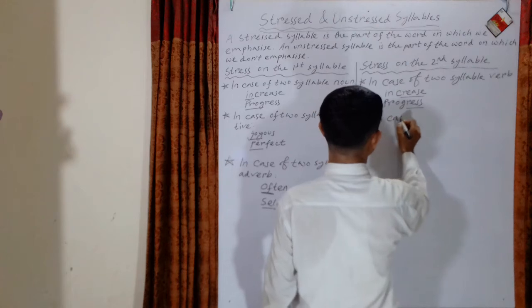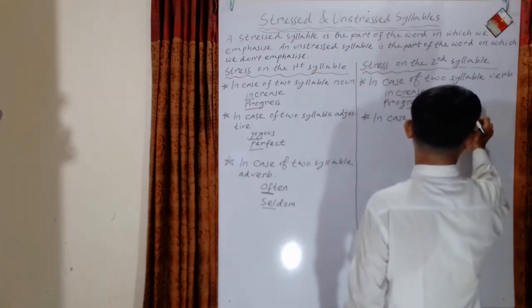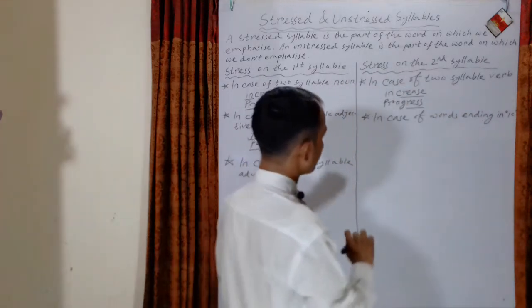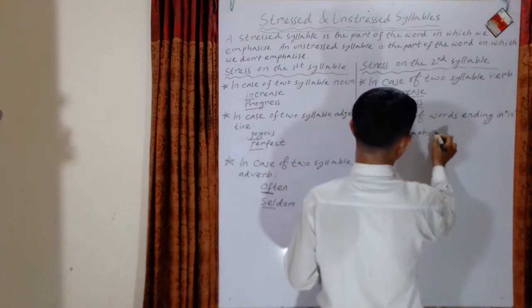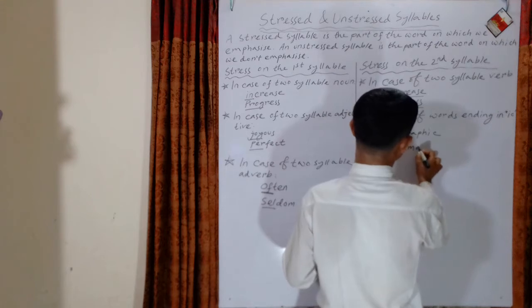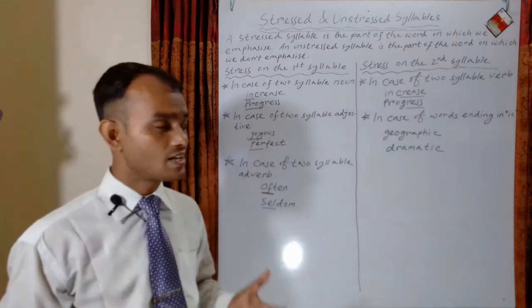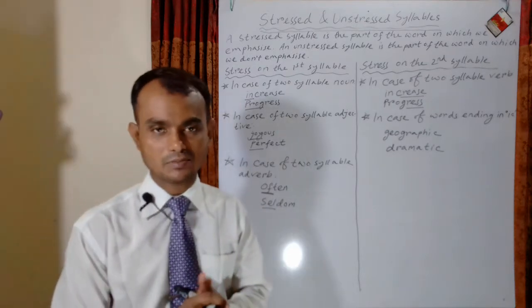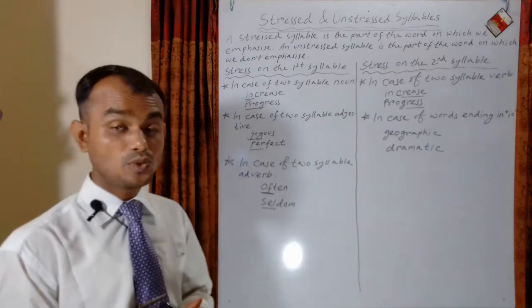In case of words ending in IC, for example, geographic, dramatic. Dear students, in case of words ending in IC, geographic and dramatic. Whenever we find words ending in IC, we should stress on the second syllable.